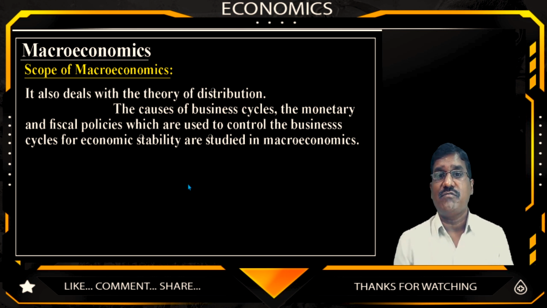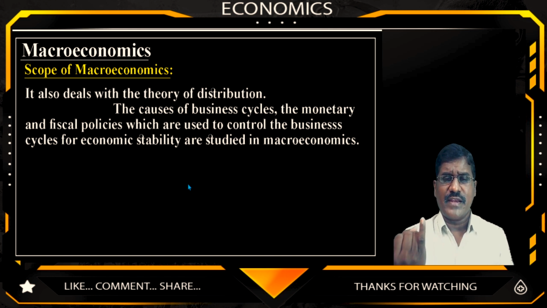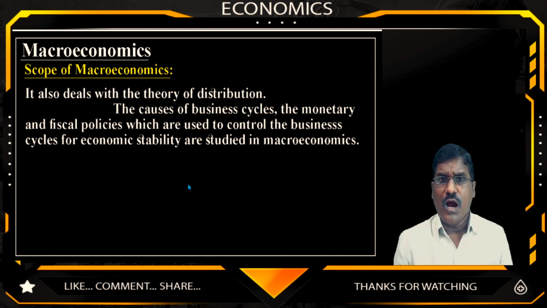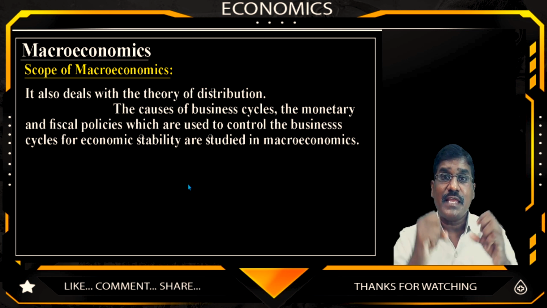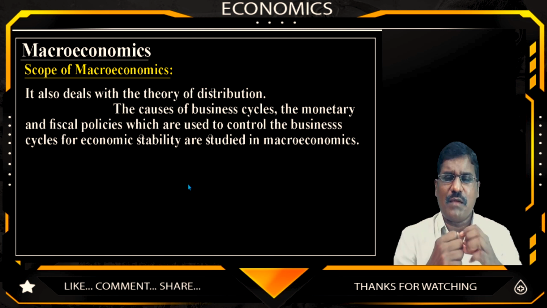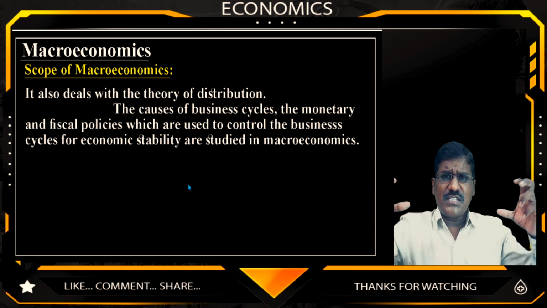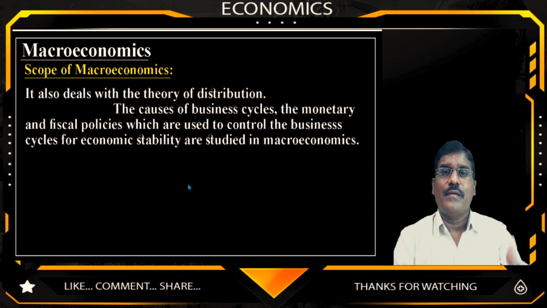You know, the theory of distribution. Land gets rent, labor gets wages, capital gets interest, organization gets profits. So how is income distributed among the four factors of production? How are the factors of production getting income? What is factor pricing? All these issues come under macroeconomics, isn't it? That's why this is the scope to analyze the major issues.